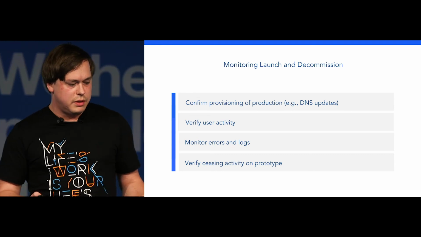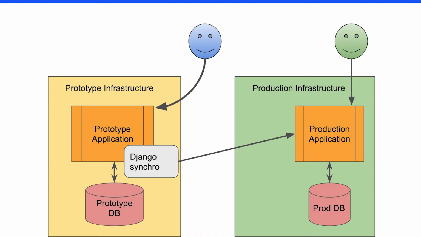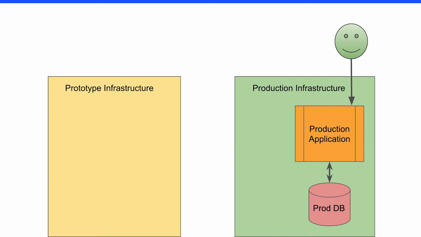And then finally, we can verify that all activity really ceased on the prototype. So really no user activity logs, nothing really hitting it. And at this point, users are gone. We can get rid of our prototype infrastructure, really reclaim those resources, and iterate on our product.